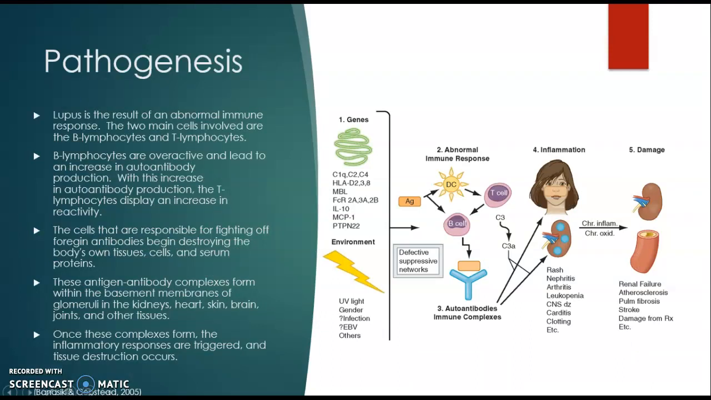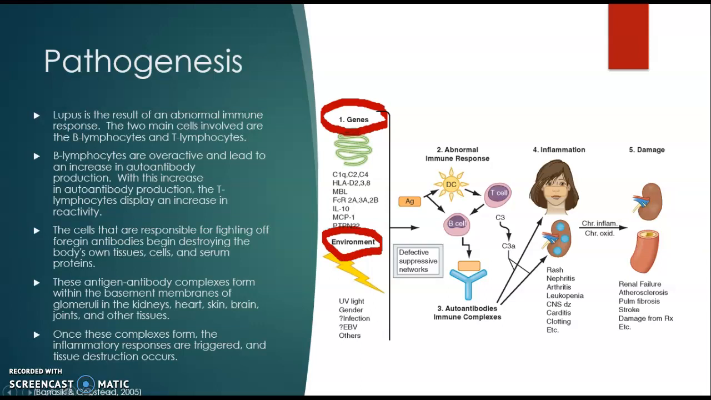Lupus is the result of an abnormal immune response. The 2 main cells involved are the B lymphocytes and T lymphocytes. This abnormal immune response occurs because of that genetic factor or environmental factor that we discussed, and hormones could also be a contributing factor to this.